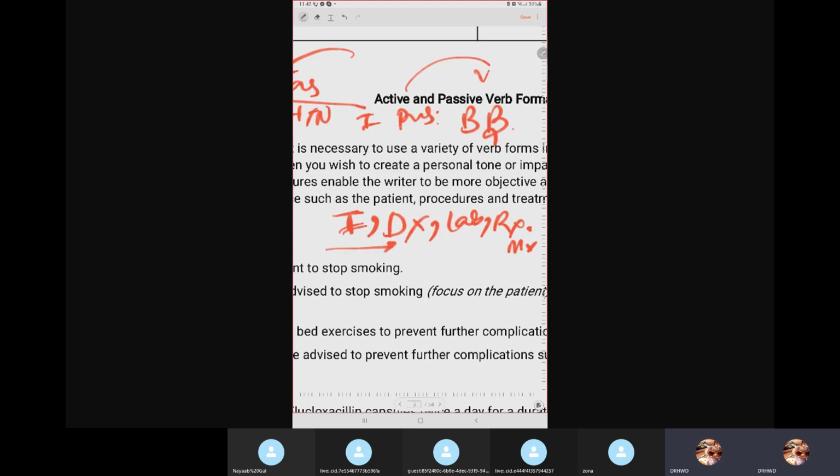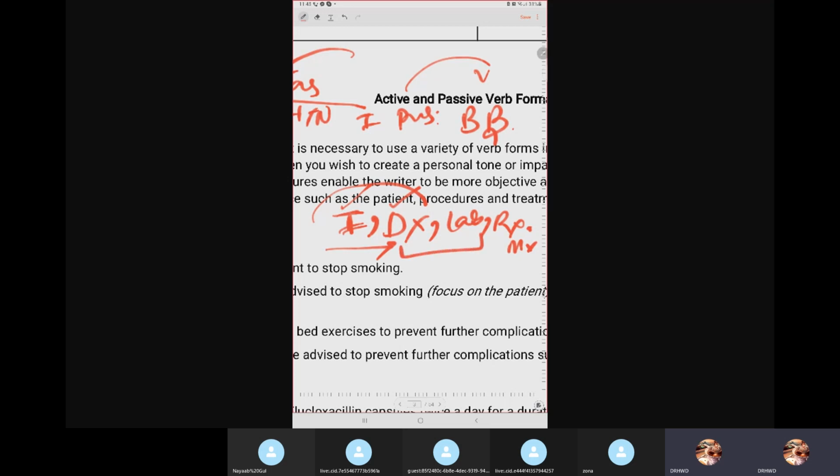Let me just clear this out. So I say, I diagnosed Mr. John with hypertension. This is my active form of verb. This is what we're talking about. I diagnosed Mr. John with hypertension. Now this is active. I want to turn it into passive. I'll be putting diagnosis first. I'll be saying hypertension was diagnosed in Mr. John.